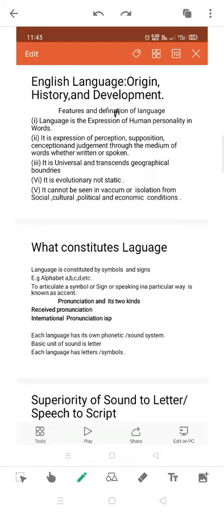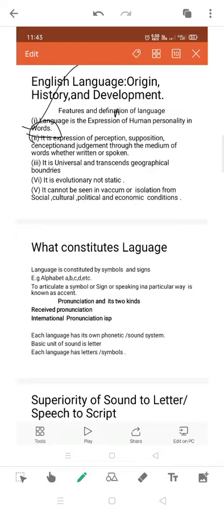Language is expression of human personality in words. So the first, or the precise definition, is what actually language is. Language is basically expression of human personality in words. The medium of expression is words. We have to remember it, that it is word which is the medium of expression.